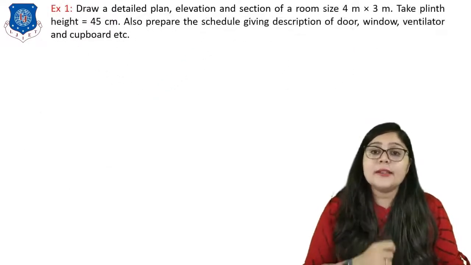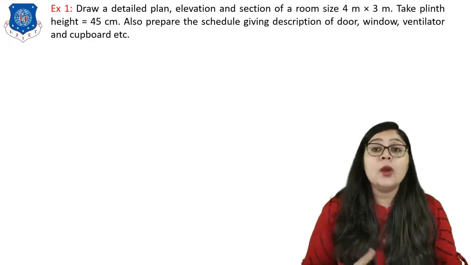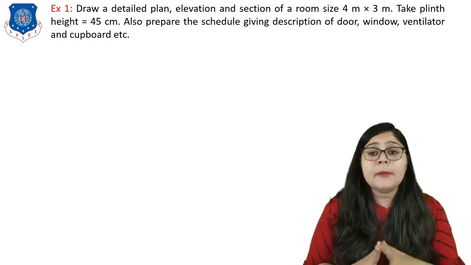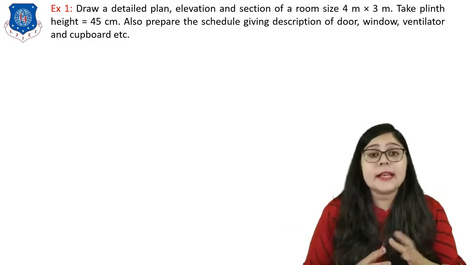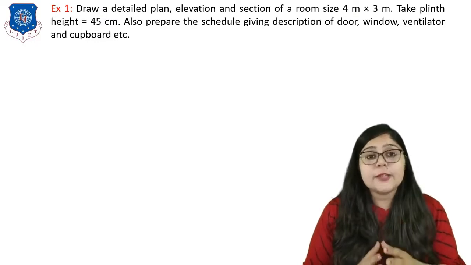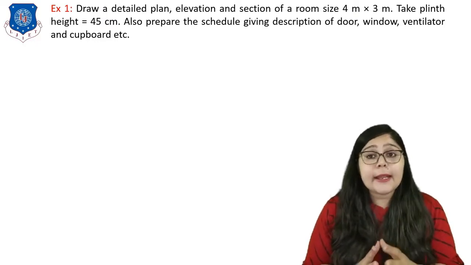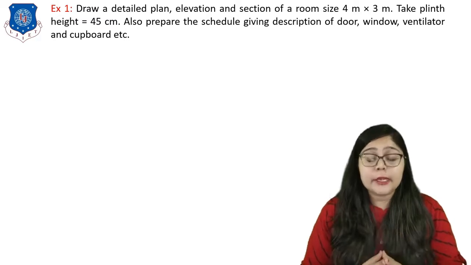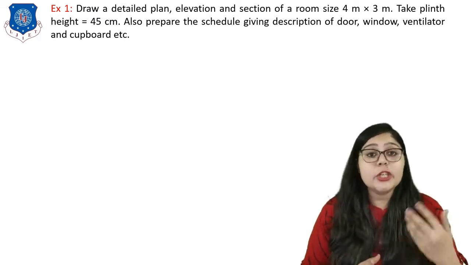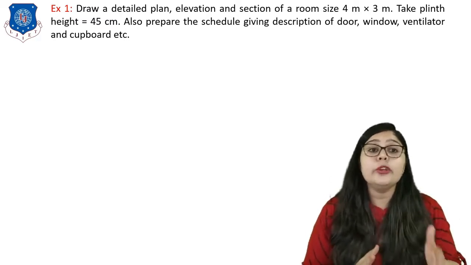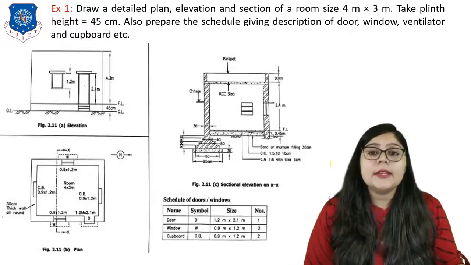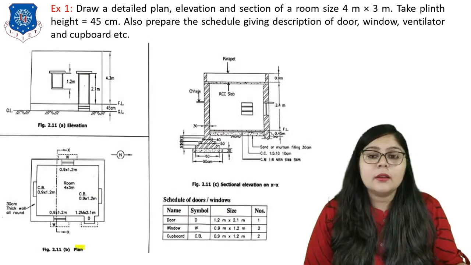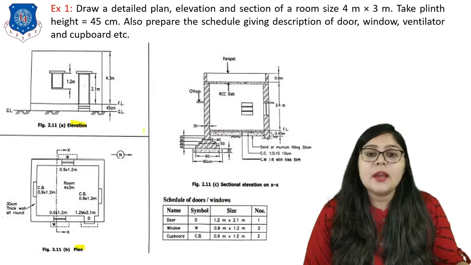Now, let's see example number 1. In an exam, it can be asked like this: draw a detailed plan, elevation and section of a room of size 4 meter by 3 meter. Take plinth height as 45 centimeter. Also prepare the schedule giving description of door, window, ventilator and cupboards, right? Here on screen, you can see this is the plan, this is the elevation and this is the section, right?